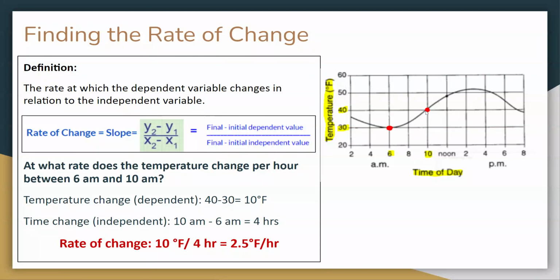My final temperature at 10 a.m. is 40 degrees Fahrenheit. My initial temperature at 6 a.m. is 30 degrees Fahrenheit. So, I'm going to do 40 minus 30, which should give me 10 degrees Fahrenheit. That should go in my numerator.